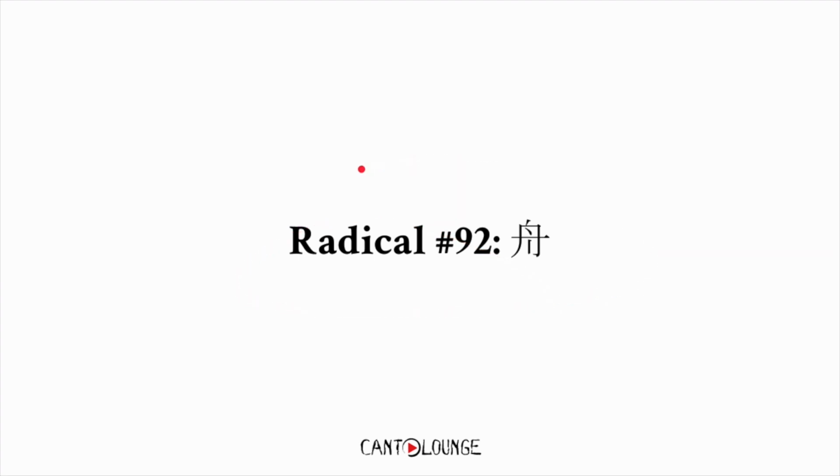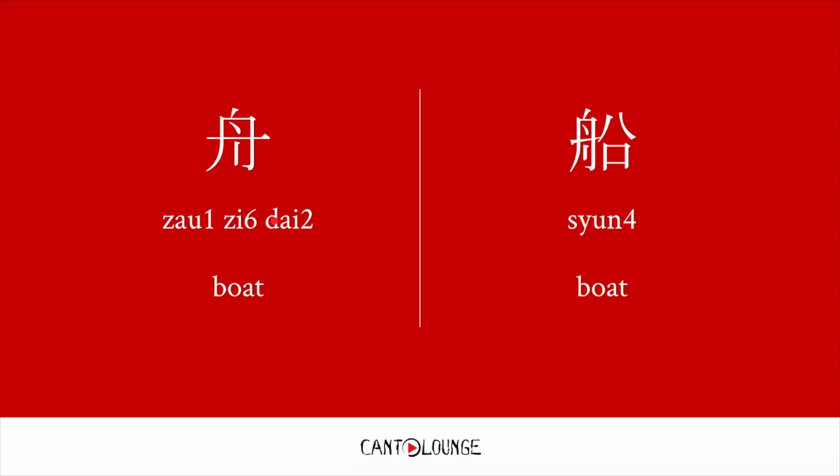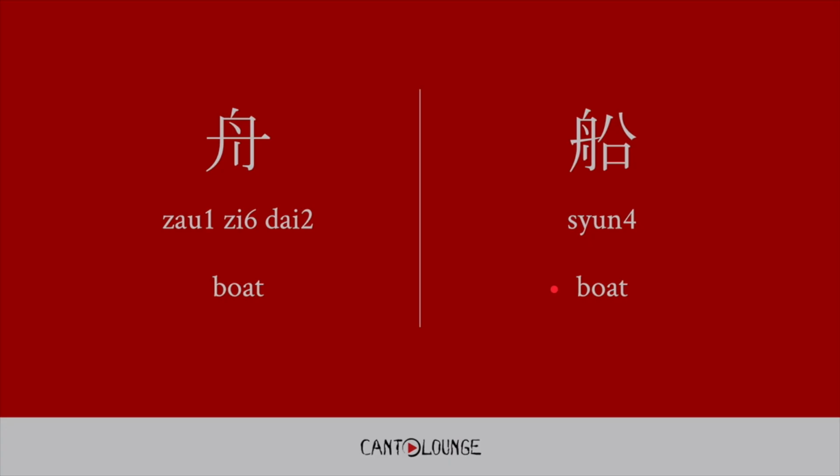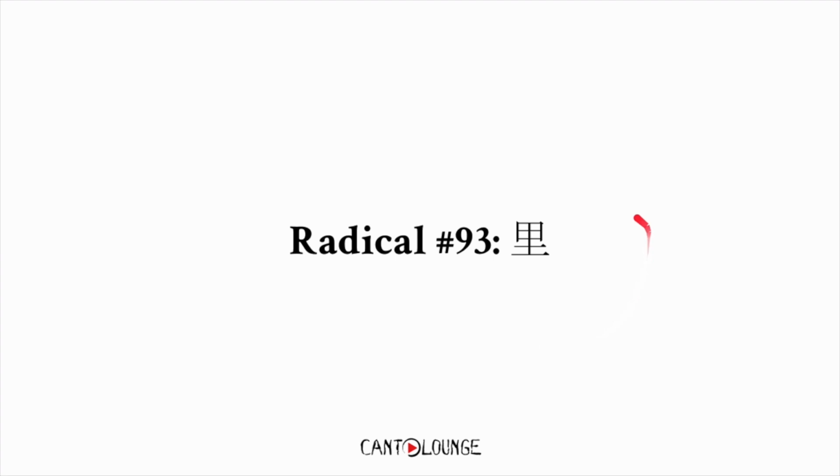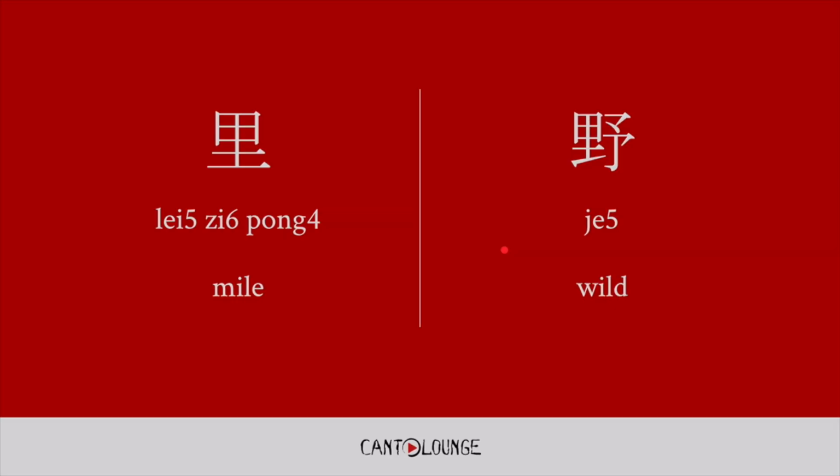Radical number 92, zhao meaning boat. So zhao ji dai, for example, xun means boat as well. Radical number 93, lei meaning a mile. So lei ji pong, for example, we can see here, ye, wild.